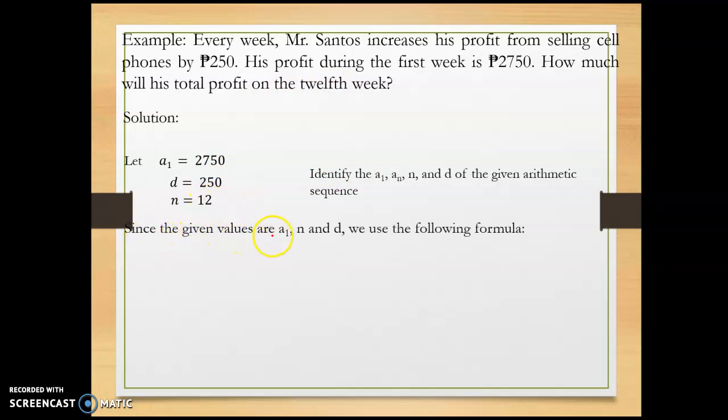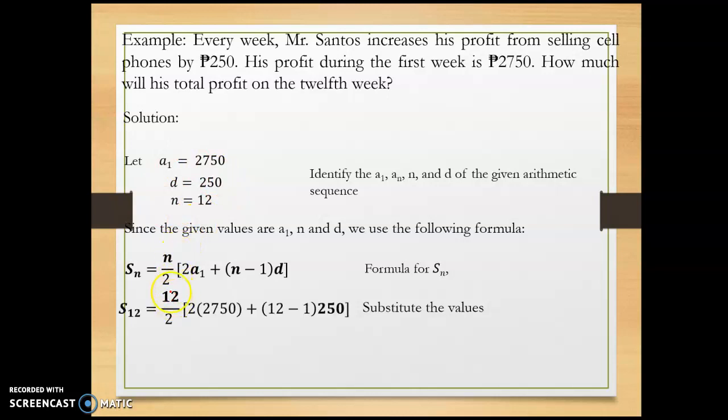Since the given values are a sub 1, n, and d, you don't have the last term, so you only have the difference, the n, and the first term. So therefore the formula that you're going to use is the longer one. Okay, and then you substitute the values you have here: 12 over 2, and then the first term 2,750 plus 12 minus 1 times 250, and then you simplify.